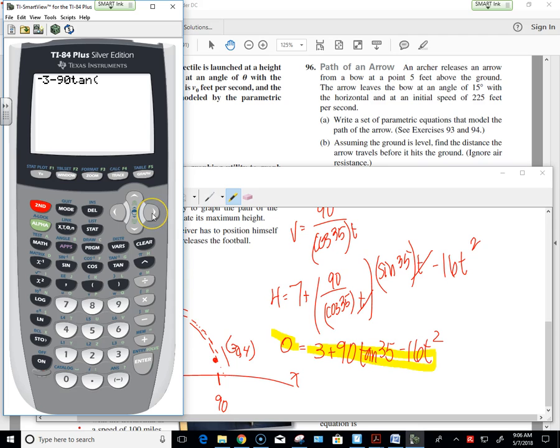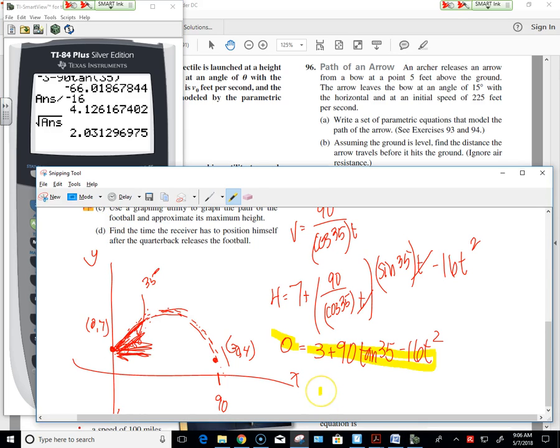Do you guys know you can skip to the end of your line of code by doing second over? Tangent of 35. Then when we have that, we'd have to divide by negative 16, trying to get to that t squared. Then we'd have to square root both sides to get to the t. And we'd end up with 2.031. Oops, that's not the one I want. I want this one. T equals 2.031 seconds.